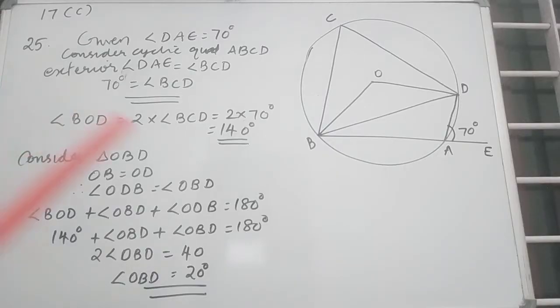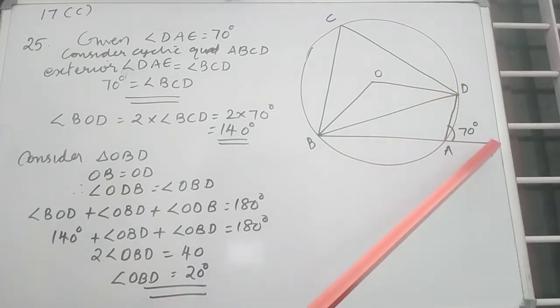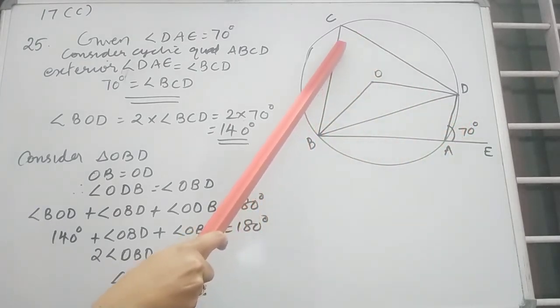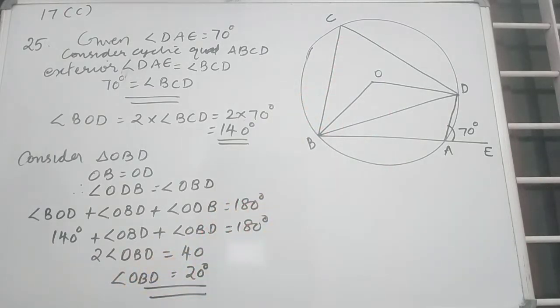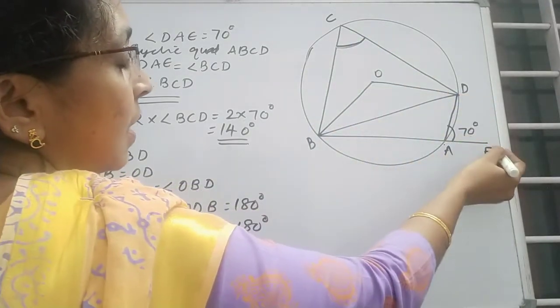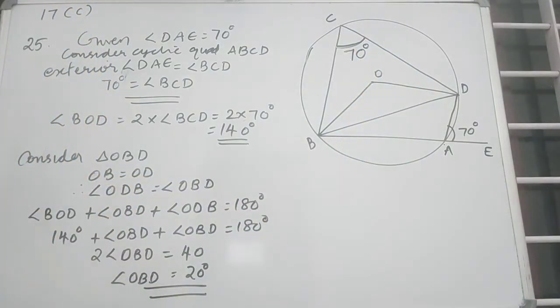Given DAE is equal to 70 degrees. If we are considering the cyclic quadrilateral ABCD, DAE is the exterior angle. We know the exterior angle of a cyclic quadrilateral is equal to the opposite interior angle. So which is the opposite interior angle? It is BCD. Since DAE is equal to 70 degrees, we can write BCD is equal to 70 degrees. The reason is: exterior angle of a cyclic quadrilateral is equal to the opposite interior angle. That's the reason you should write there.